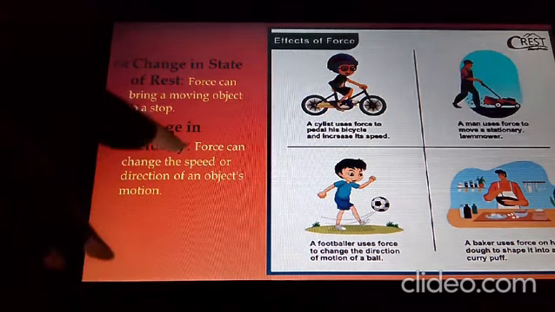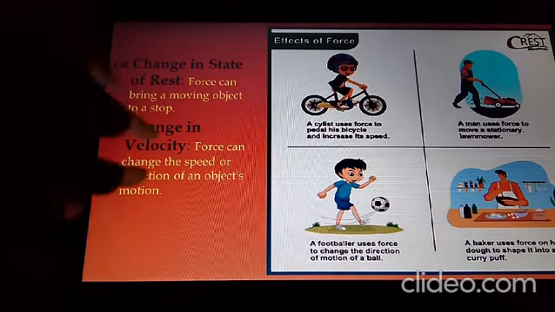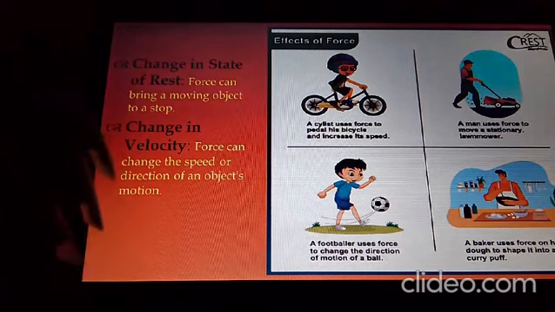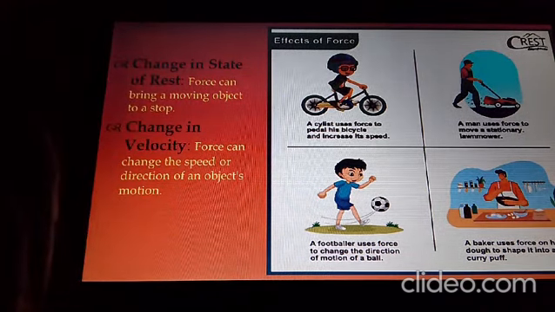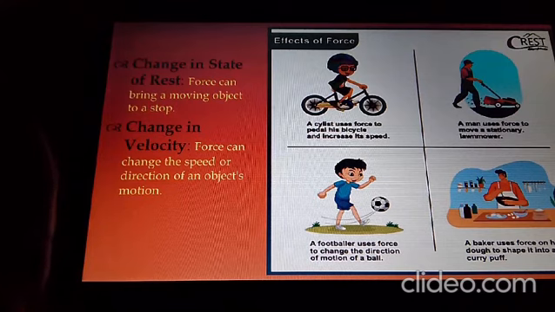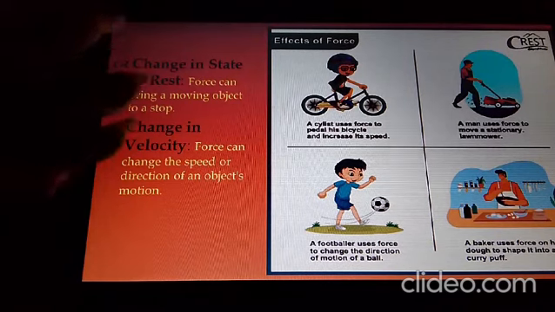Another one is change in the state of rest. Force can bring a moving object to a stop, means if any object is moving, by applying force we can bring that object to a stop. For example, by applying a brake, the car comes to a stop. And the last one is change in the velocity, means by applying a force, the speed of an object and its direction can be changed.